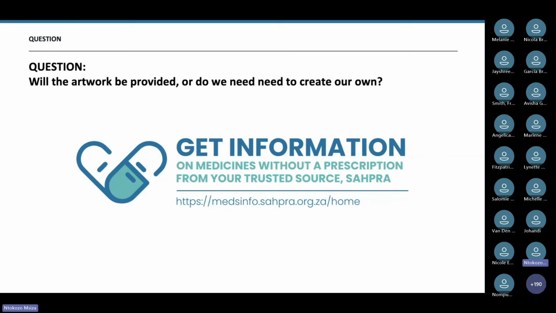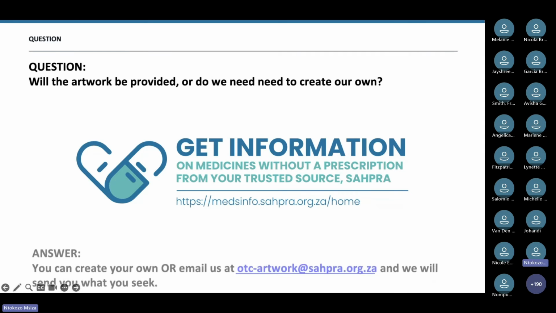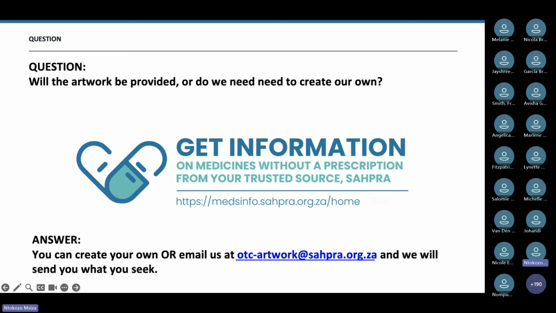So the question that we received once is, will the logo be provided? Will the artwork be provided, or do we need to create our own? The short answer is no, we do not provide artwork. What we do provide is the logo itself. The marketing material that is to be used in association with the logo is to be developed by you, and then you can request the logo using the email address that's on screen, which is otc-artwork@sahpra.org.za, and then we will send you what you need to proceed.